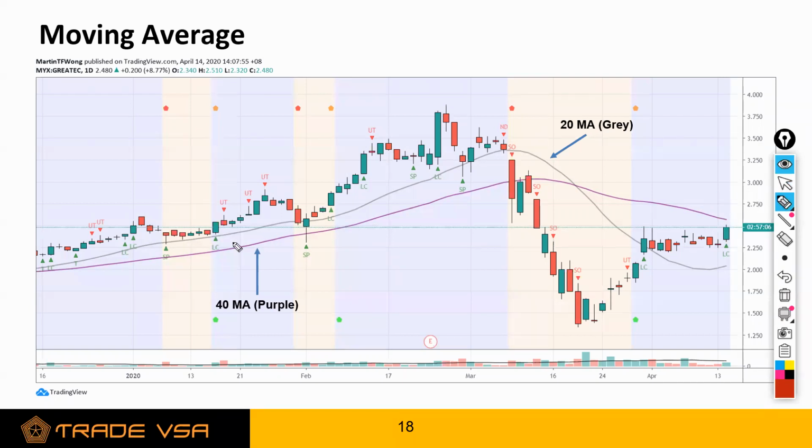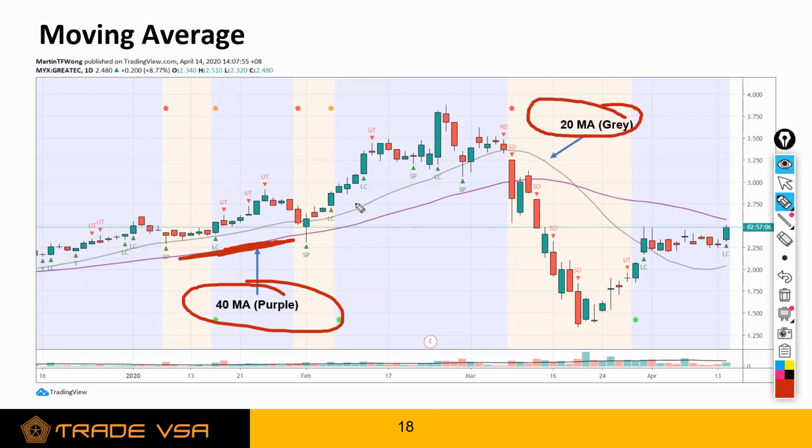This is also another thing that plays an important role in looking into trade setups: the moving average. The purple color is the 40 MA, in TradeVSA here, using the pentagons. The gray color is the 20 MA.